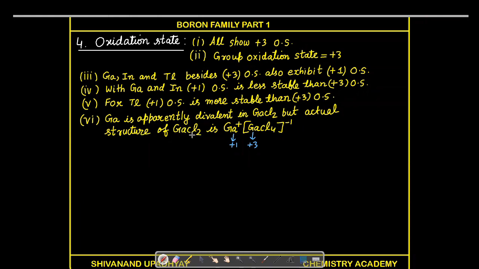The actual structure of GaCl2 should be Ga+ GaCl4-. So this gallium is in +1 and this gallium is existing in +3 oxidation state. So be careful. In GaCl2 the average oxidation number will be +2, but otherwise, gallium exists in +1 and +3 oxidation states.